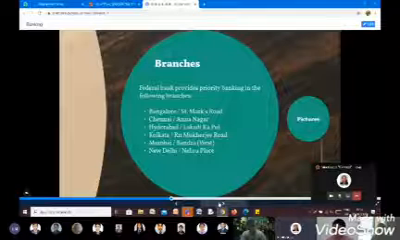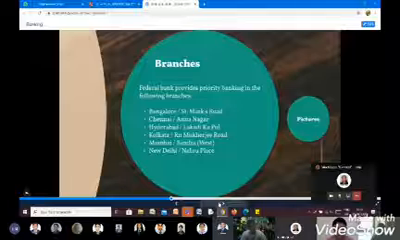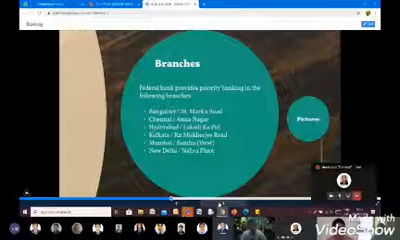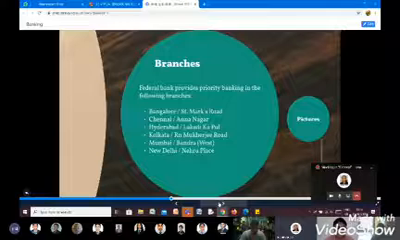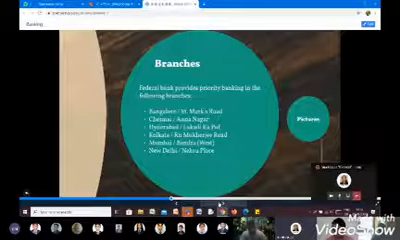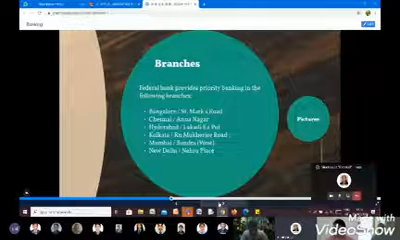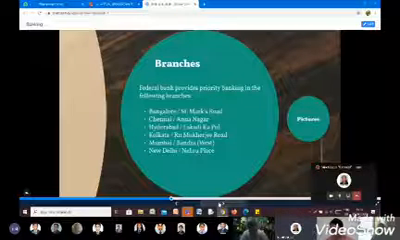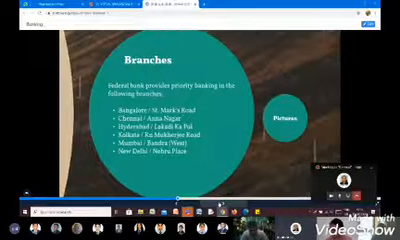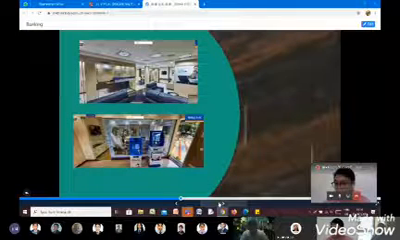Nidhi, next slide. Can you guys see? Because I am changing the slide. I can see the branches. Yes, those are the branches. The branches which provide priority banking are R.N. Mukherjee Road in Calcutta and Bandra West in Mumbai. These are just a few pictures from the virtual tour.